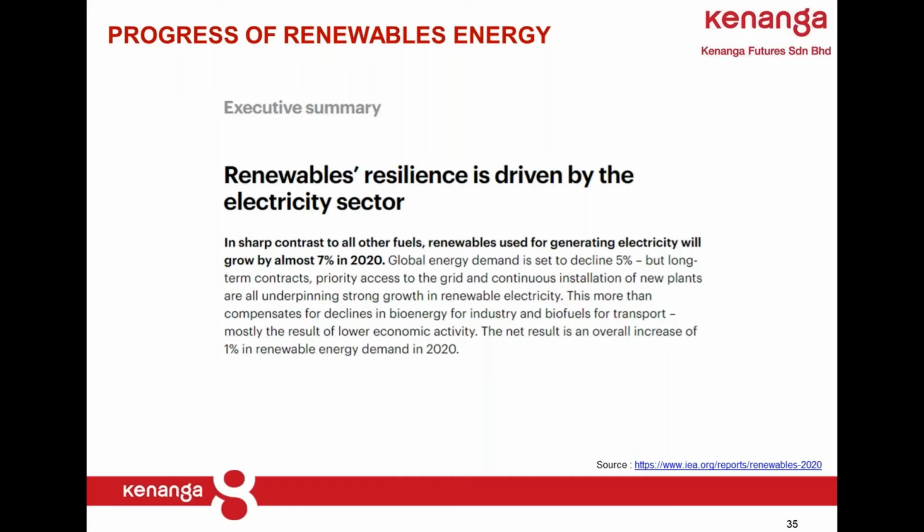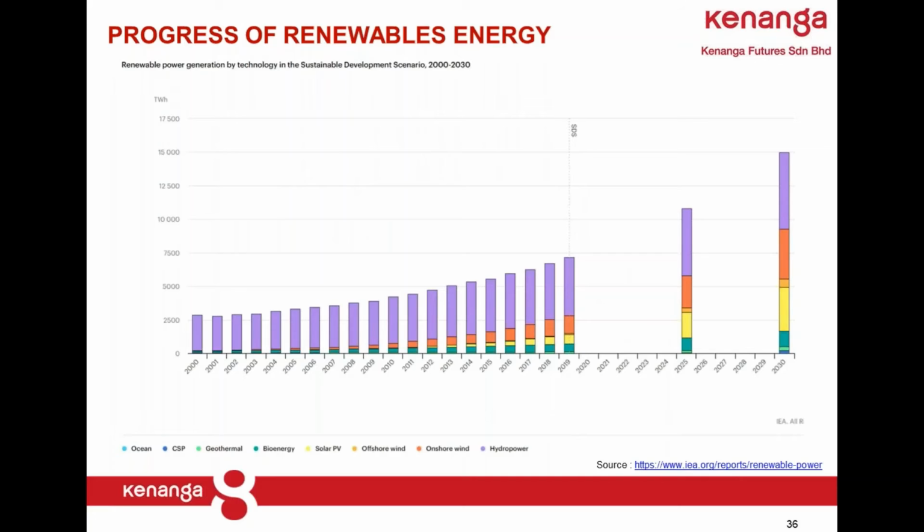Next, the renewable energy progress is mainly driven by the electricity generation sectors, because it is clean and also renewable, with minimal impact on the environment. And this is the breakdown of renewable energy shares. As you can see, a gradual increase with the top share from hydropower, followed by onshore wind, and the third one is solar.